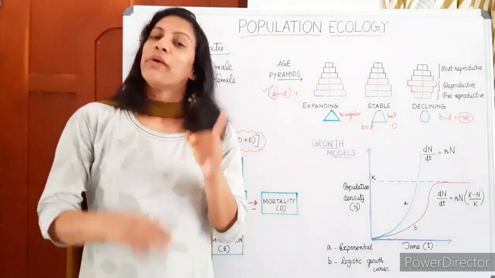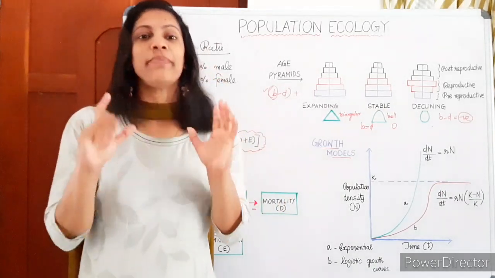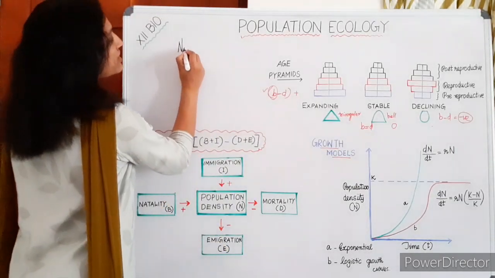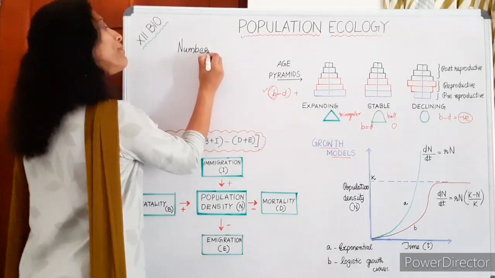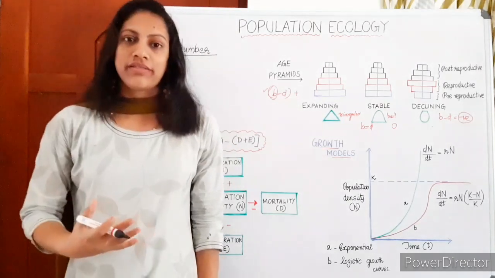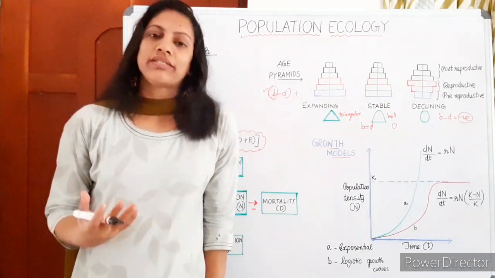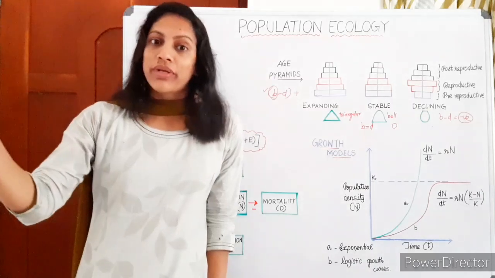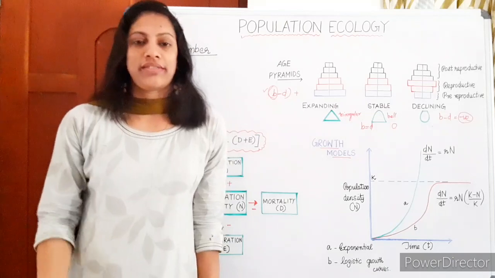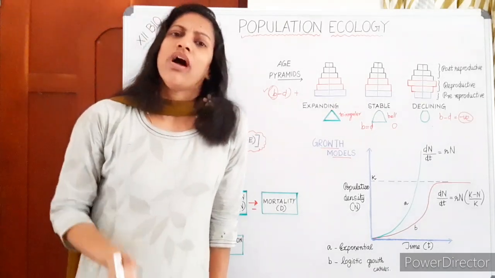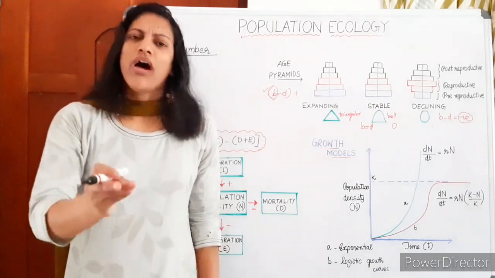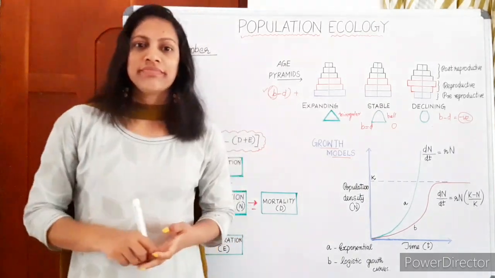Understand that population density is mostly measured in terms of number. In almost all major cases, it is measured in terms of number. For example, human population density is counted by counting individual humans. And fish population density, tiger population density, plantation crops density, in all these cases we consider the number of individuals.